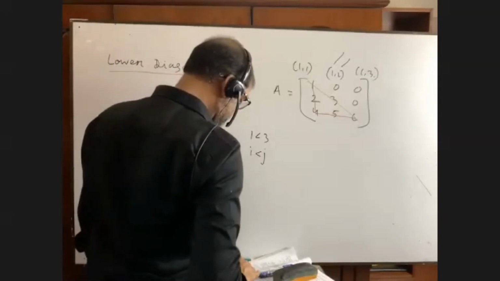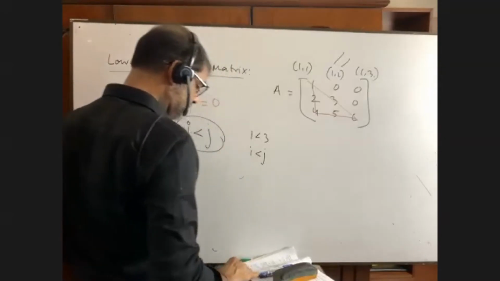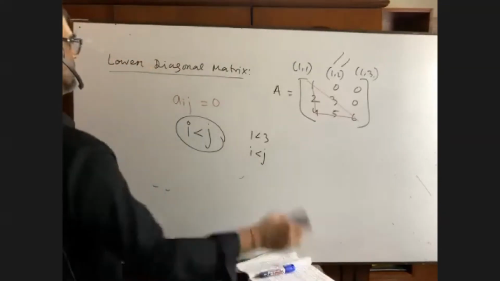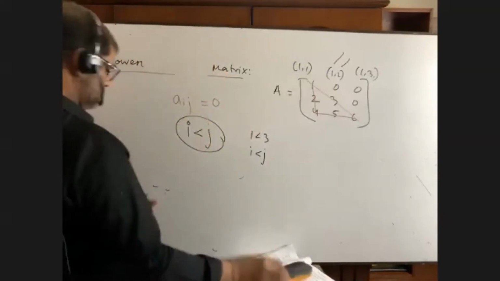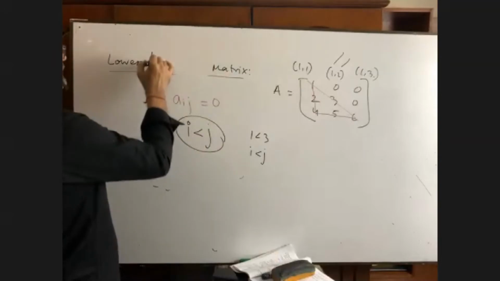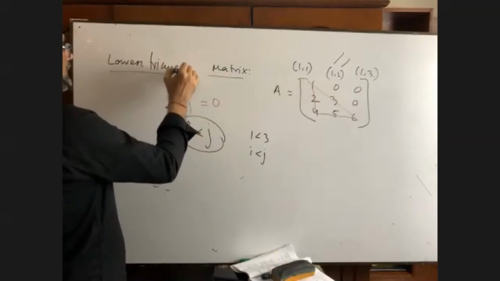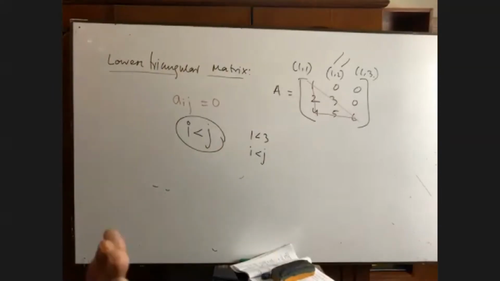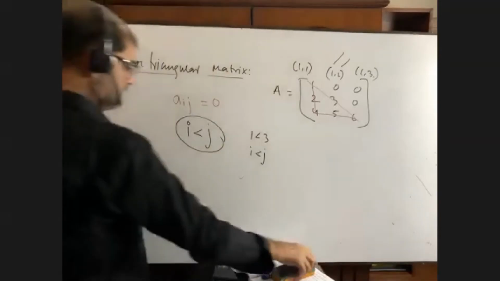Sir, lower diagonal matrix or lower triangular matrix? Lower triangular. Why would I write diagonal? Triangular. Lower triangular matrix. Okay, is it okay to all? Yes, sir. Okay.